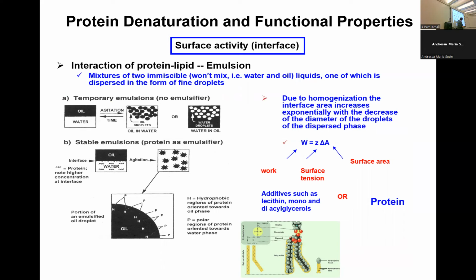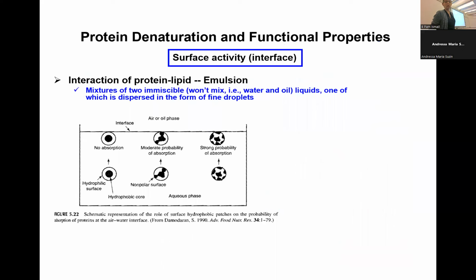We usually add emulsifiers such as lecithin or phospholipids, mono and acetylglycerol, or proteins will serve as your stabilizing agents for the emulsion. Now, if we're talking about proteins, obviously, you probably heard about the hydrophilic hydrophobic balance, or sometimes it's called the lipophilic hydrophilic balance. LHB, that's the common term that you will usually hear, is having a balance between surface hydrophobicity and surface hydrophilicity.